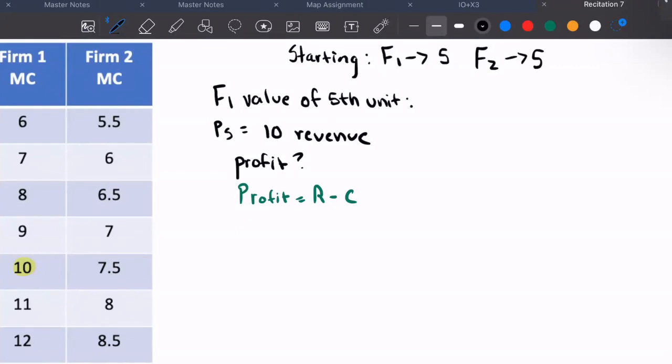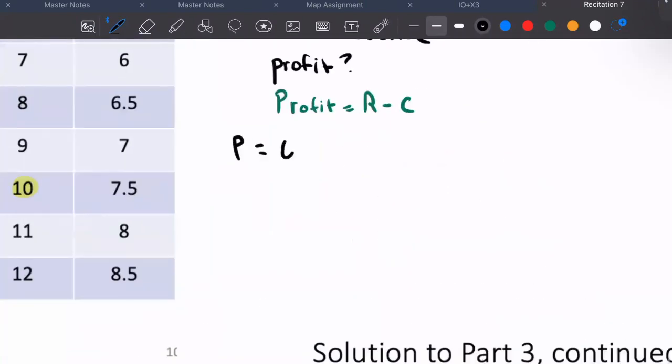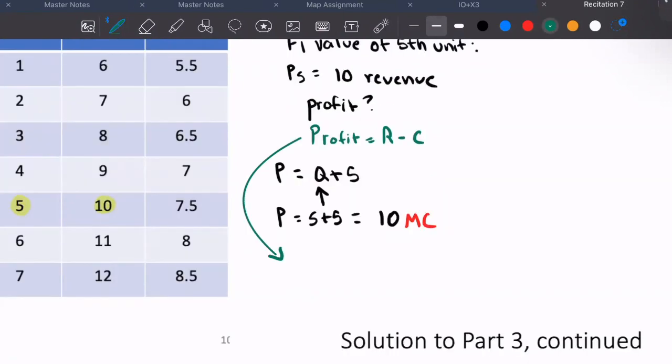For those 5 units, we're going to be selling them at a price of 10. However, if we have our function, which is P equals Q plus 5 for firm 1, and we plug in the 5, our costs are going to end up being 10. Again, we know this because our supply curve is our marginal cost curve. So now that we have our revenues and costs, we can find out our profit.